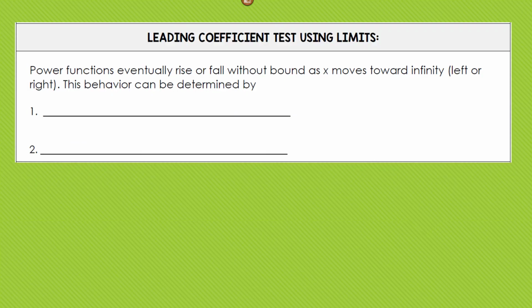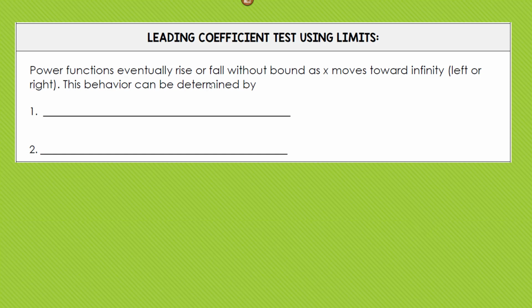Okay, so we talk about the leading coefficient, and it says power functions eventually rise or fall without bound as x moves toward infinity, left or right, so to plus or minus infinity. So what they're saying is that when we're talking about x to the 7th, x to the 9th, x to the 100th, in the middle it can go up and down like a roller coaster, but eventually that function is going to either keep going up or keep going down as x goes towards infinity or minus infinity.